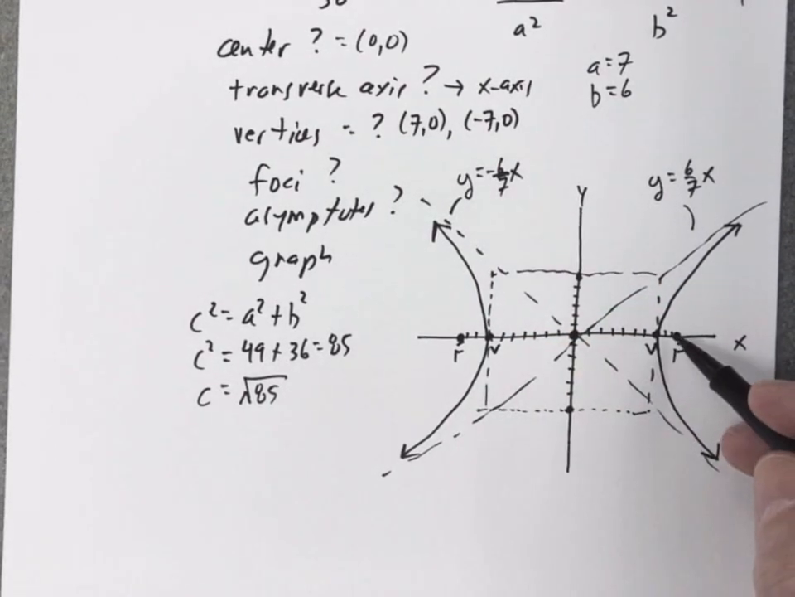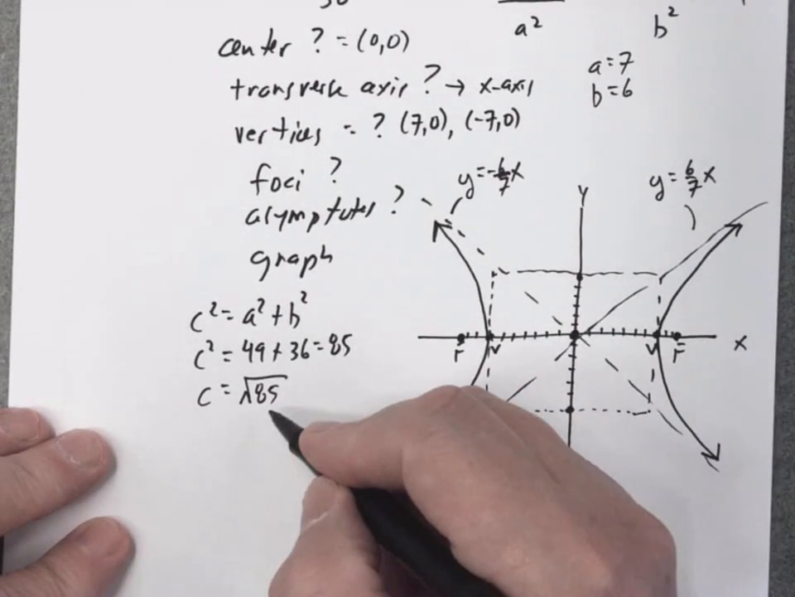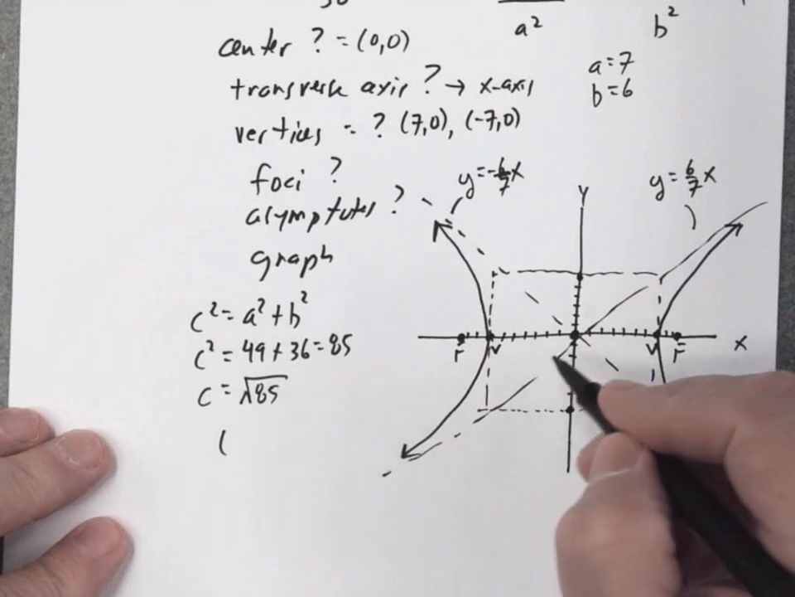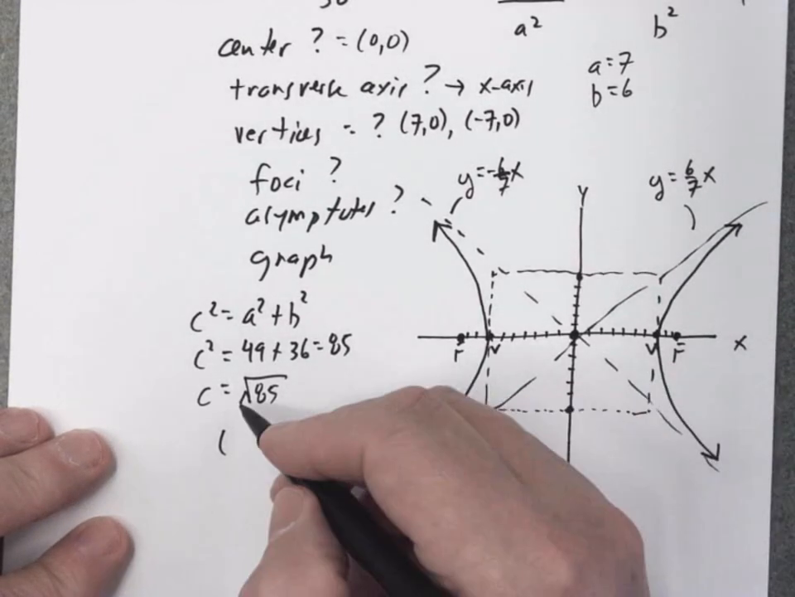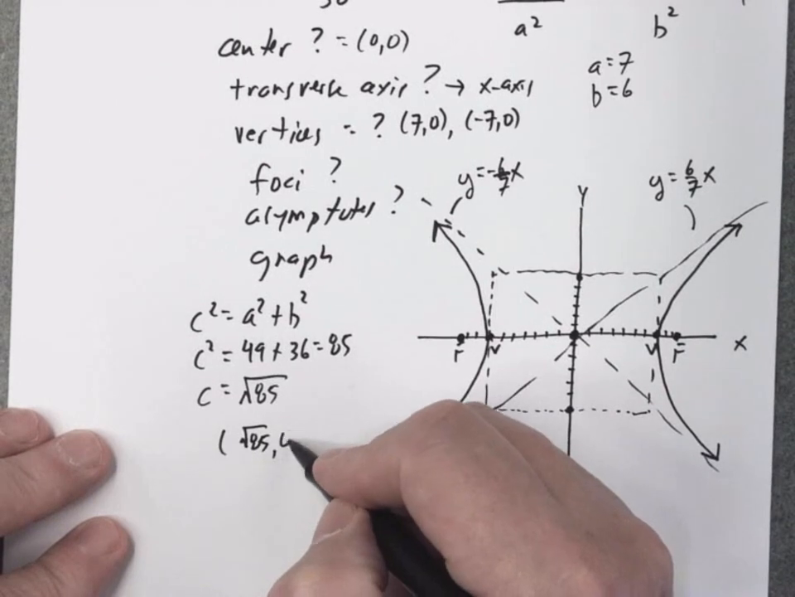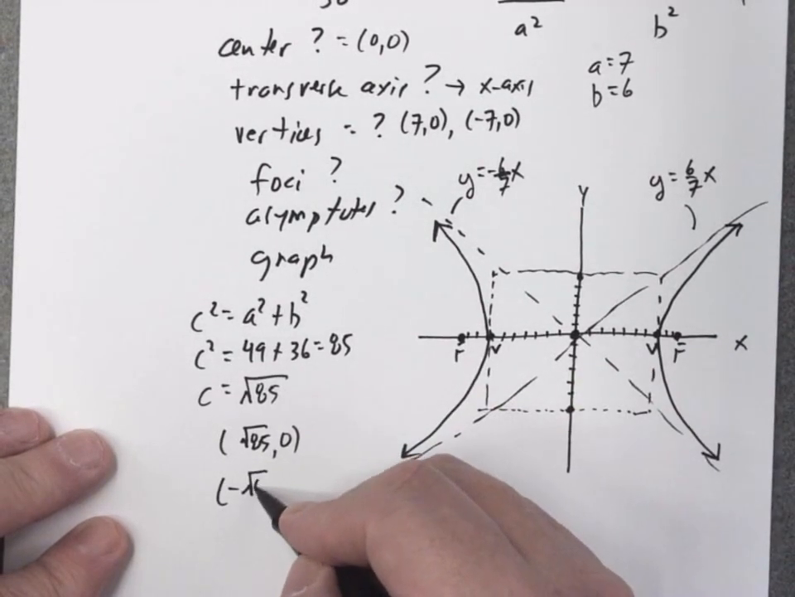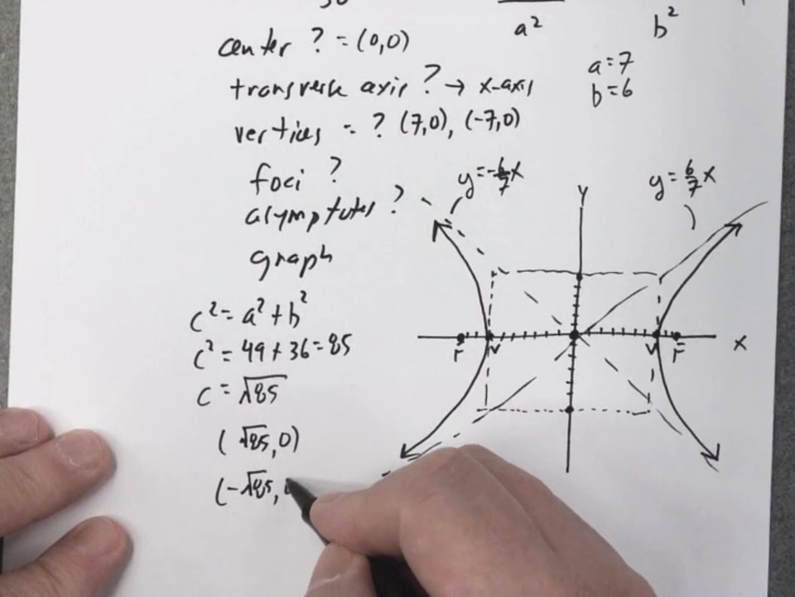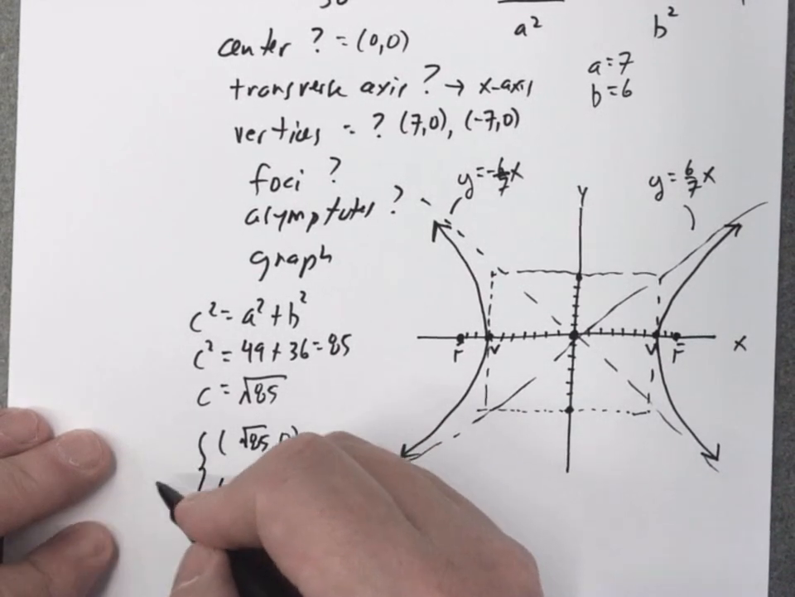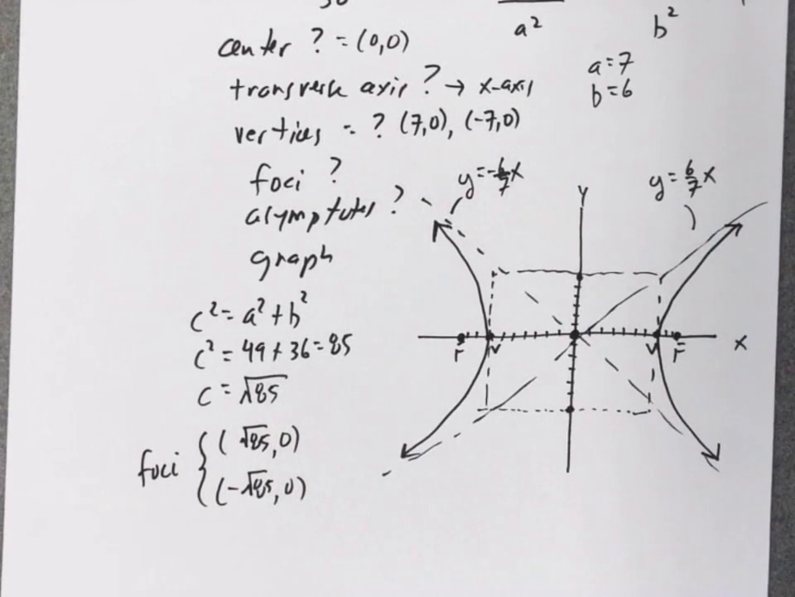So what are those actual points? Well, from here to here is square root of 85 to the value of x, 0. And then here it's going to be negative square root of 85, 0. So those are the foci. All right, lots of stuff going on here.